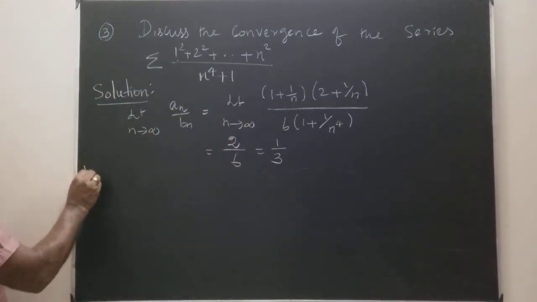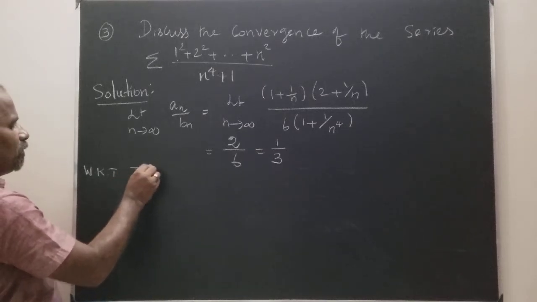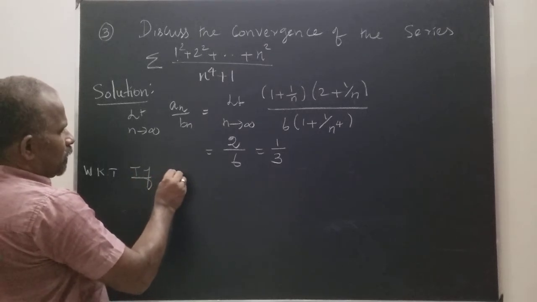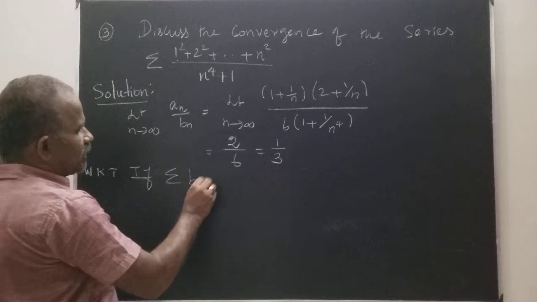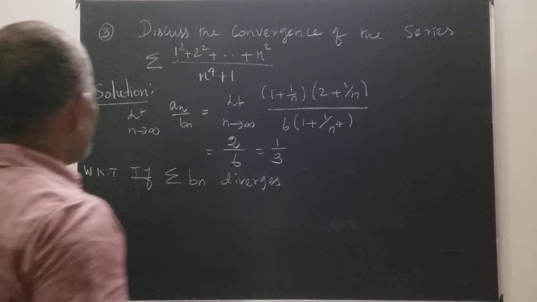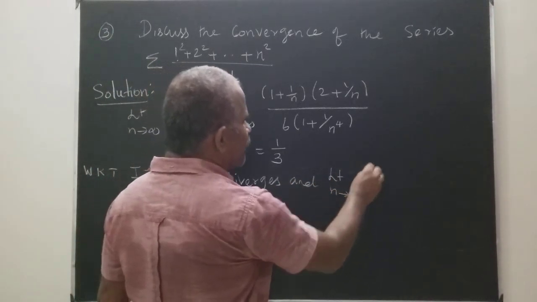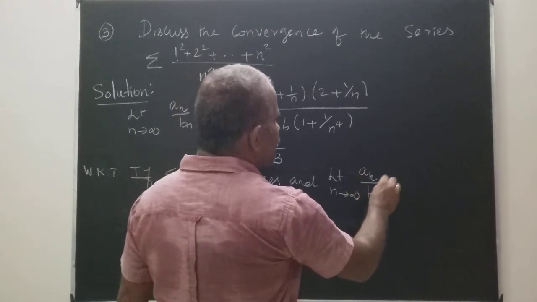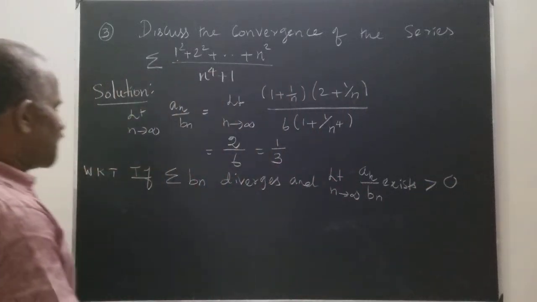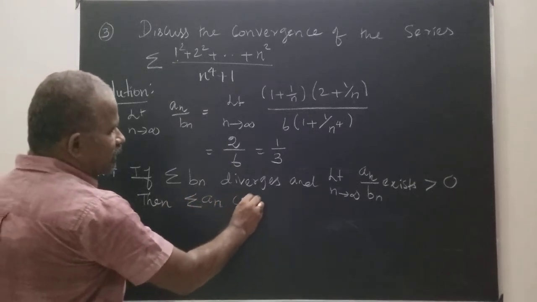We know the standard result. We know that if sigma bn diverges, and the limit as n tends to infinity of an by bn exists and is greater than 0, then sigma an diverges.